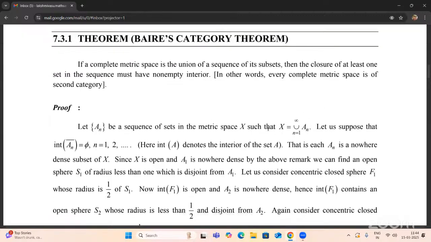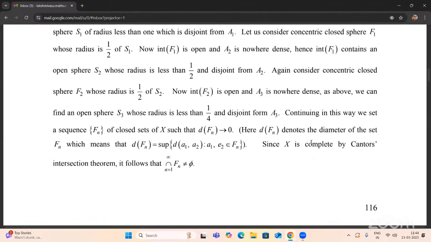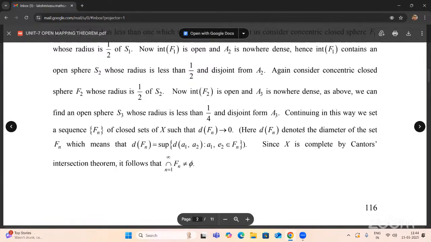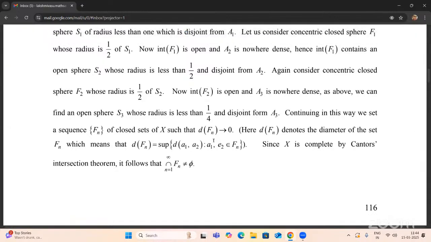Explained here. What is X? That is the metric space. Given the metric space is complete, a complete metric space is of second category, so the Baire category theorem is verified. The arbitrary union being of second category means it is not of first category, which means the union of Fn is non-empty.